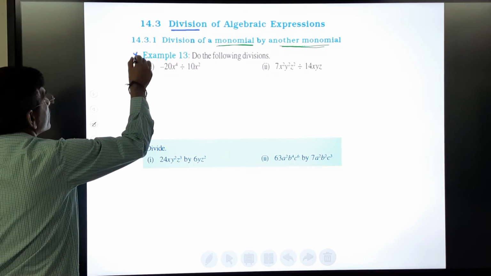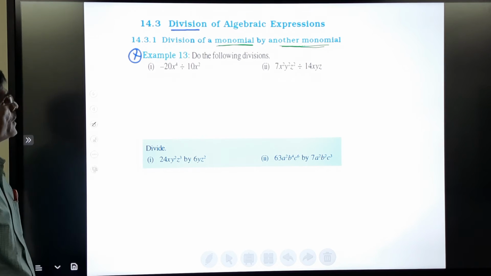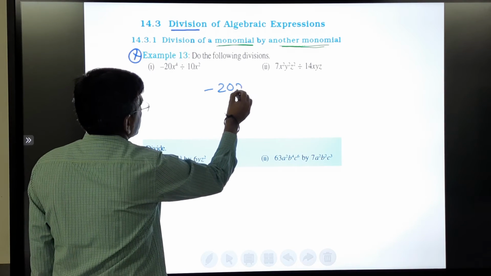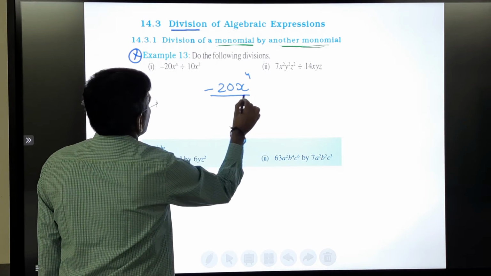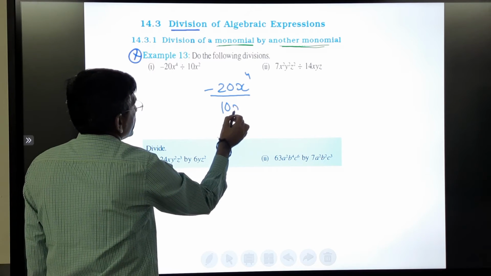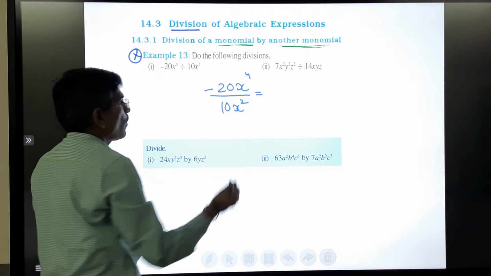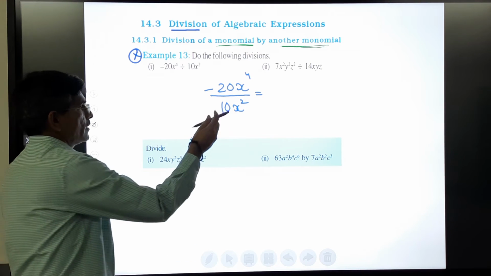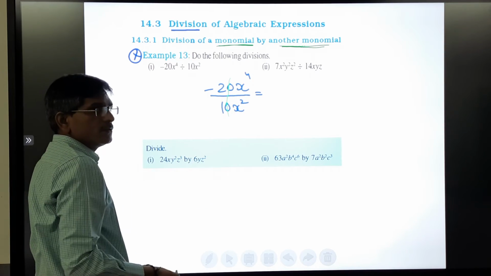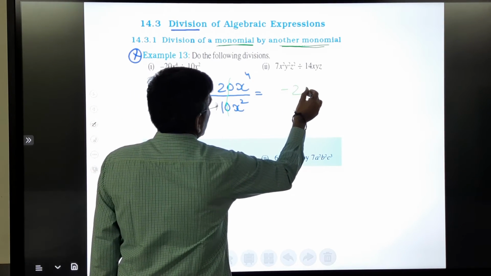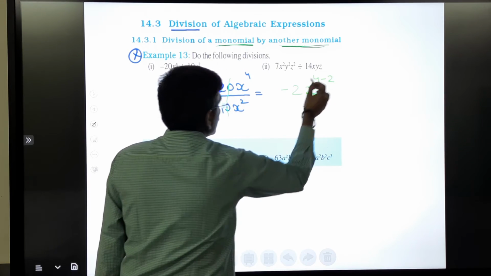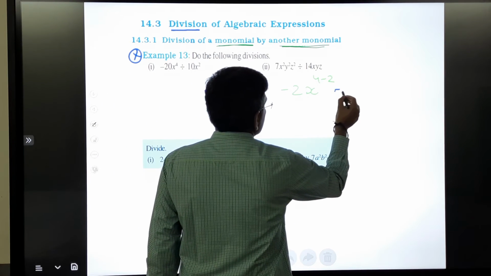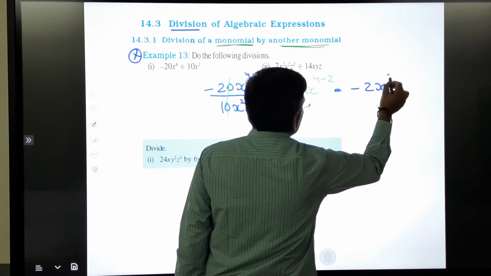So one example is, do the following division: minus 20 x the power 4 upon 10 x the power 2. Now there are different ways to solve this sum. Someone makes cancellation of the zeros. So minus 2 x the power 4 minus 2, because in division we have to do the subtraction of powers. So the answer is minus 2x the power 2.